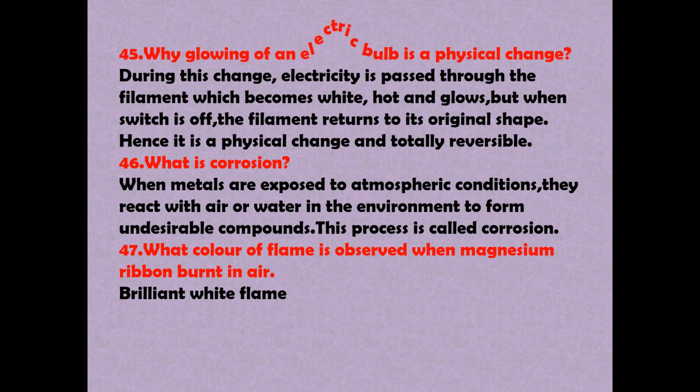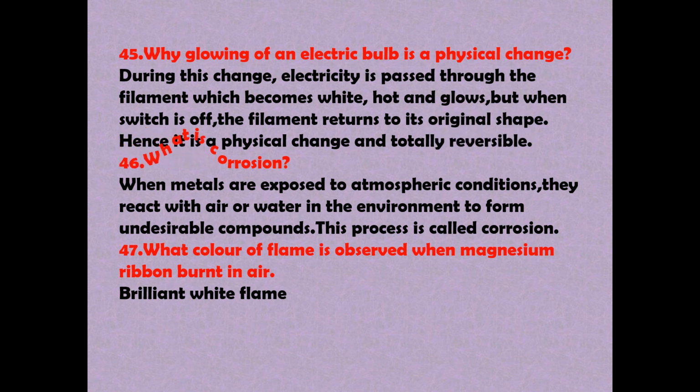Next question. Why glowing of an electric bulb is a physical change? During this change, electricity is passed through the filament, which becomes white hot and glows, but when the switch is off, the filament returns to its original shape. Hence, it's a physical change and totally reversible.